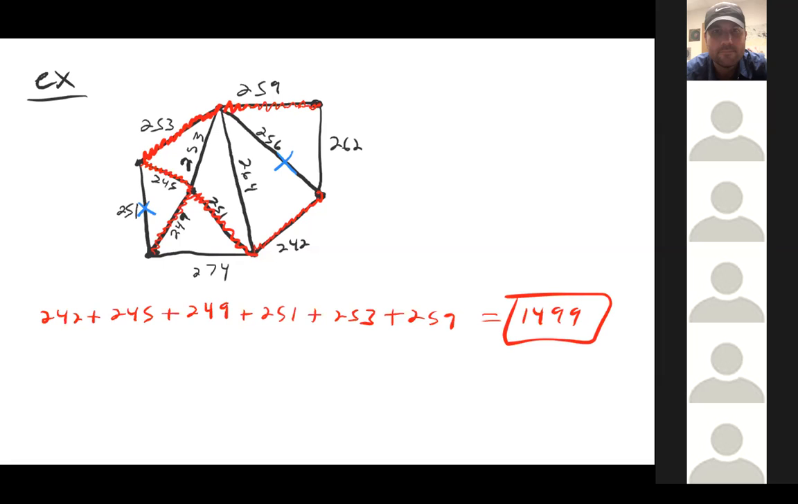Does that make sense? So that's my minimal spanning tree using Kruskal's algorithm. So guys, it's really simple. Pick the smallest one. If there's a tie, pick randomly and avoid circuits. That's it. And keep going till you hit every vertex. So it's kind of similar to the.